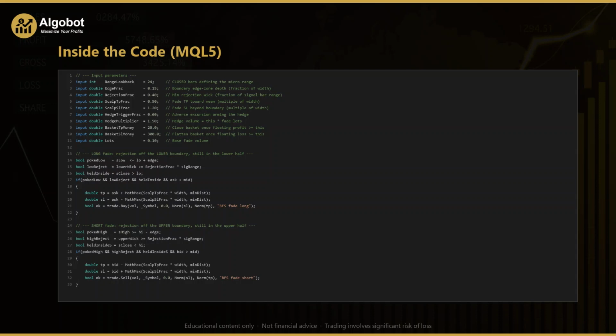And held inside confirms the close finished back above the lower boundary. When all 3 are true, and the ask is still below the midline, it computes a take profit above the entry and a stop loss below it, then calls trade.buy with those levels. The short entry block is the mirror image.